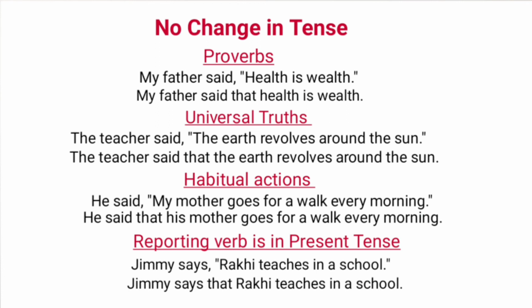Next is habitual actions. While reporting habitual actions in indirect speech, tense doesn't change. Example, he said, "My mother goes for a walk every morning." He said that his mother goes for a walk every morning. Tense doesn't change even when the reporting verb is in present tense. Example, Jimmy says, "Rakhi teaches in a school." Indirect speech: Jimmy says that Rakhi teaches in a school. Tense remains the same here.